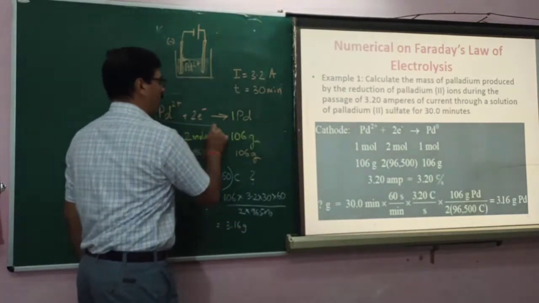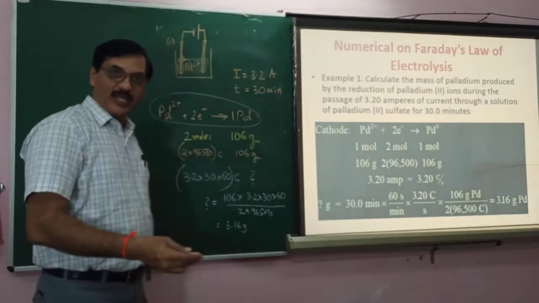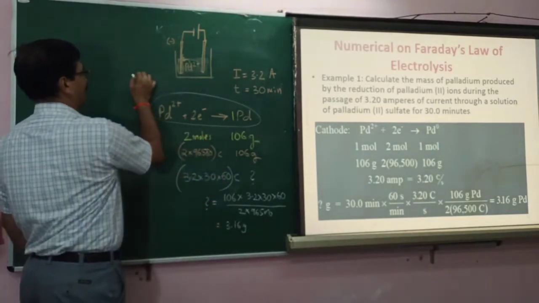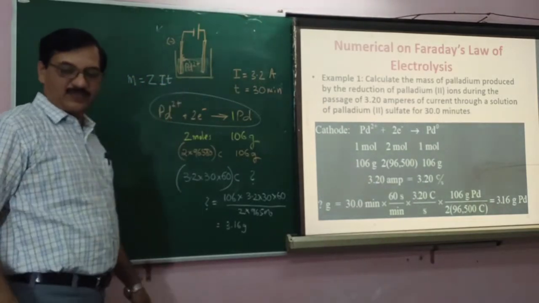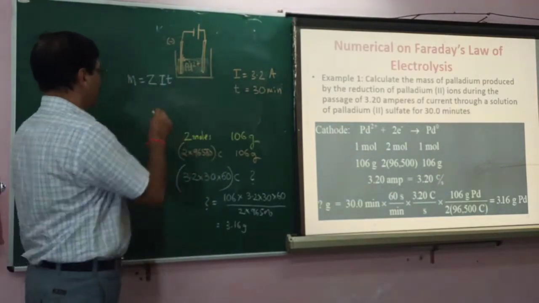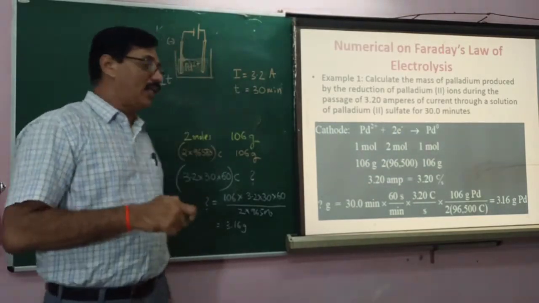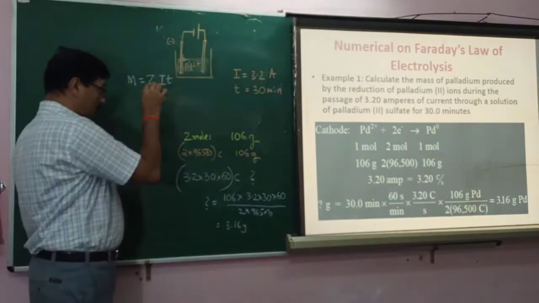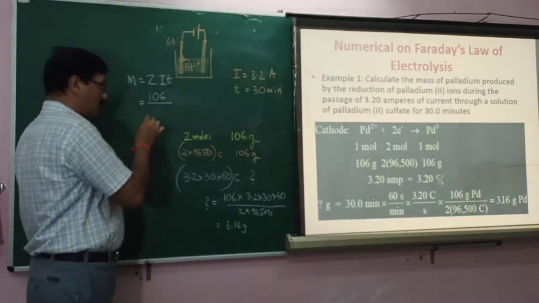So you may use the key equation like this, or you can do it by using Faraday's first law of electrolysis, that is M is equal to ZIT. We can make use of this also, and we will get the same answer. I will tell you how it can be done. The Z value is nothing but the equivalent weight. Equivalent weight is the molar mass divided by charge.